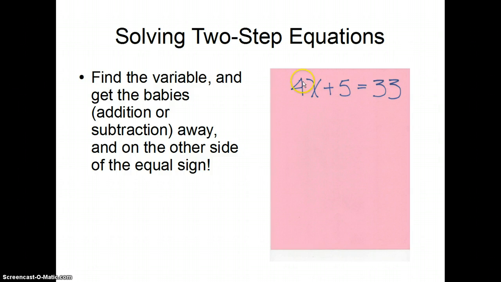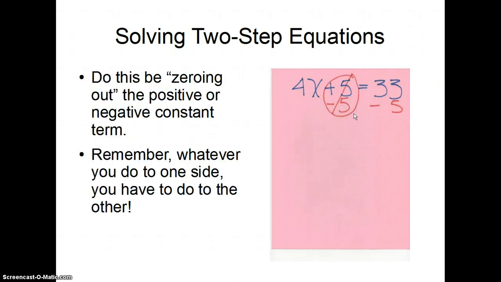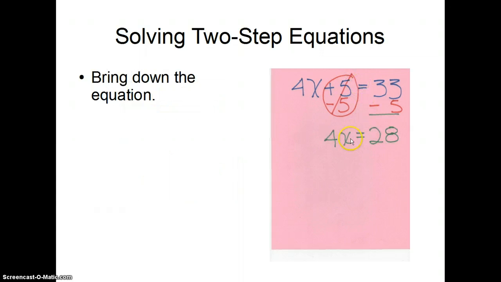So looking at this equation, we have 4x plus 5 equals 33. Now I'm not even going to look over here. I'm going to focus over on the side with the variable. We have 4x plus 5. Here's our baby. So we need to get rid of it. And what is the opposite of plus 5? Minus 5. Or you can think positive 5, negative 5. So what we need to do to both sides is to isolate that variable by getting rid of that 5. So we're going to subtract 5 on both sides, and we've zeroed that out. That gives us 4x equals 28, because we're always bringing our equation down.